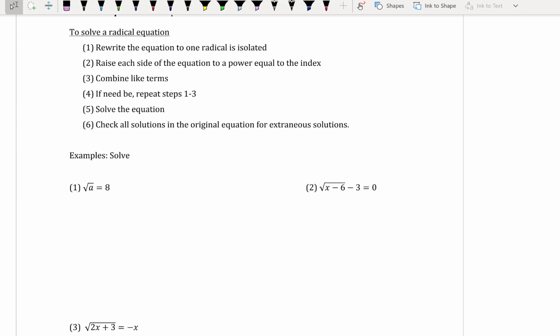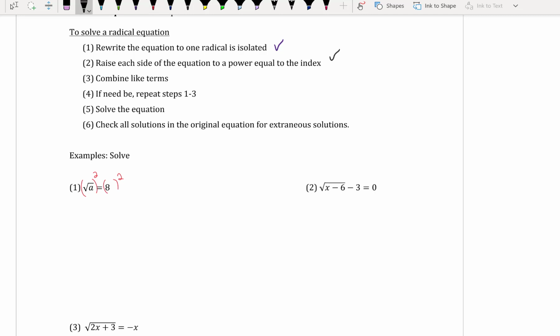So let's look at number 1. I have the square root of a is equal to 8. So step number 1, we want to rewrite the equation so that the radical is isolated. Well, it's already isolated in number 1, so that's done. For step number 2, raise each side of the equation to a power equal to the index. Well, the index here is a 2, so I'm going to raise it to a 2 power.